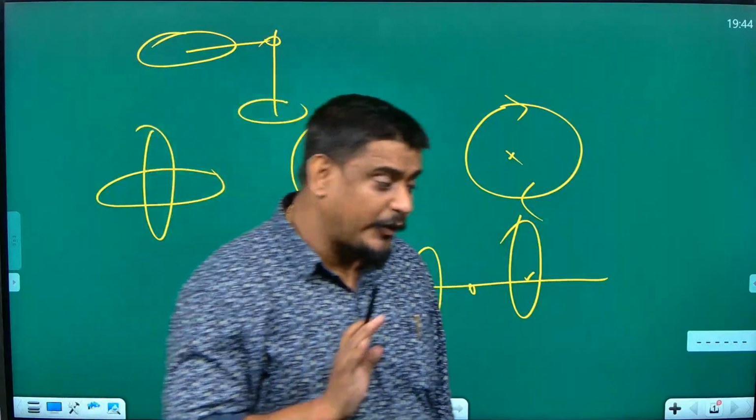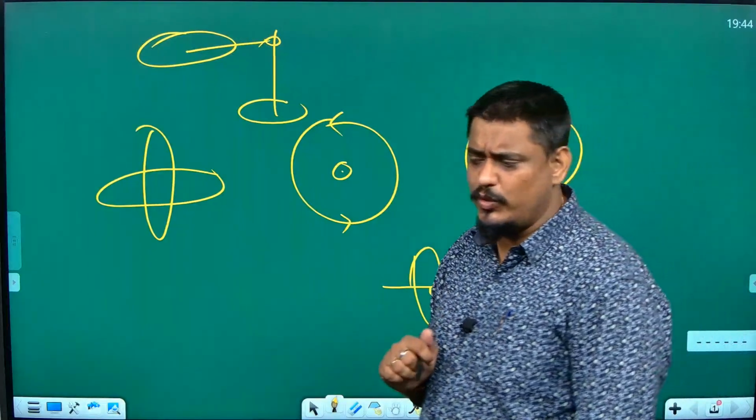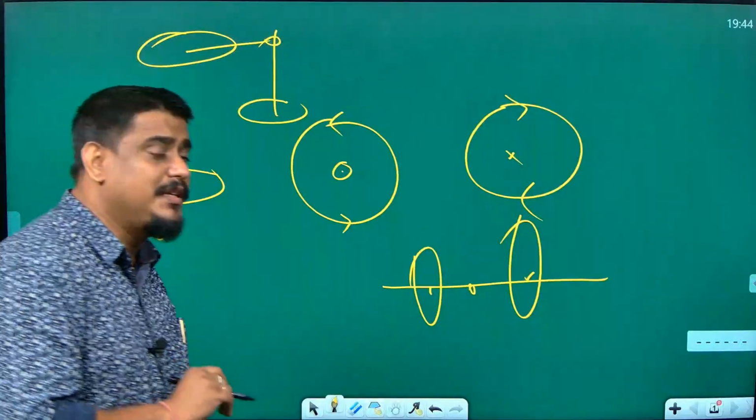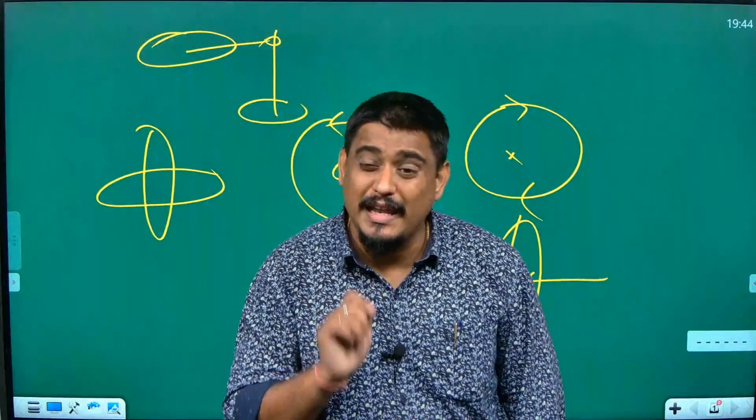By Ampere's circuital law, the solenoid's magnetic field is also found. We have not derived it, not required for the school examination, but the value of magnetic field inside the solenoid is B is equal to mu0 n i, where n is the number of turns per unit length.